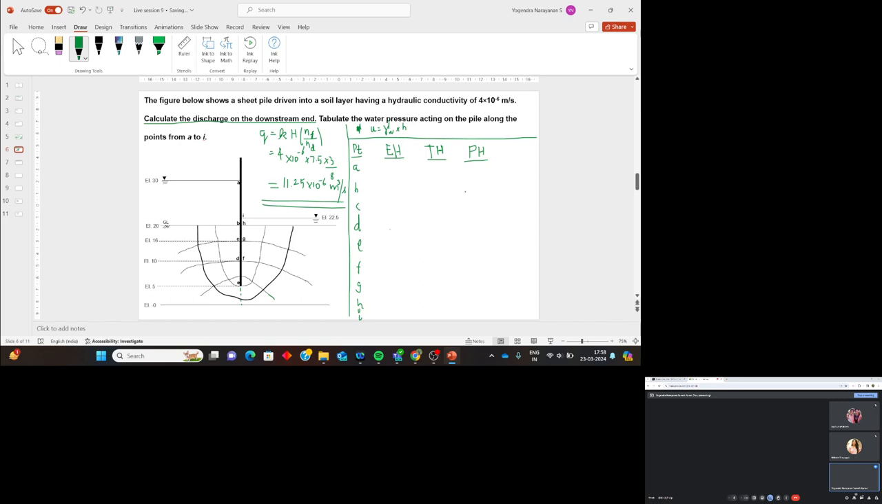Alright. So this pressure head, pore water pressure will be pressure head into gamma W. Gamma W you can take as 10. Okay. Now what is the elevation head? Now we have these elevations 0, 5. You can take this as datum to avoid the unnecessary negative values of the elevation heads. So you take this as datum. Now you say the elevation head for all the points. What is the elevation head for A?